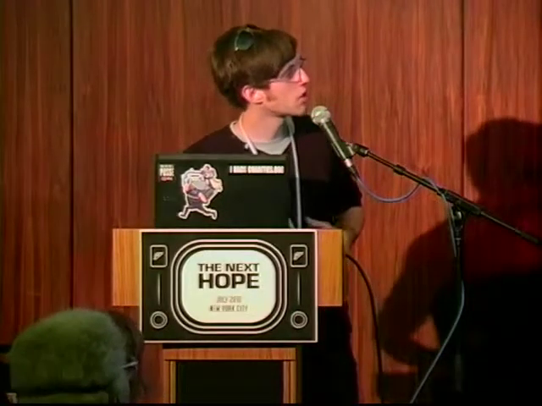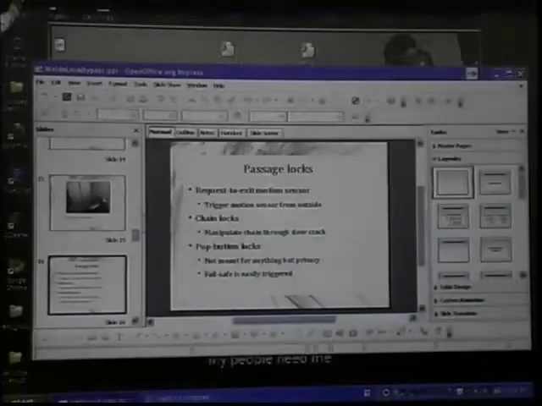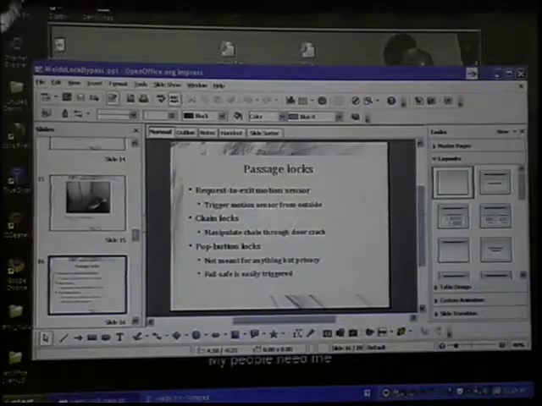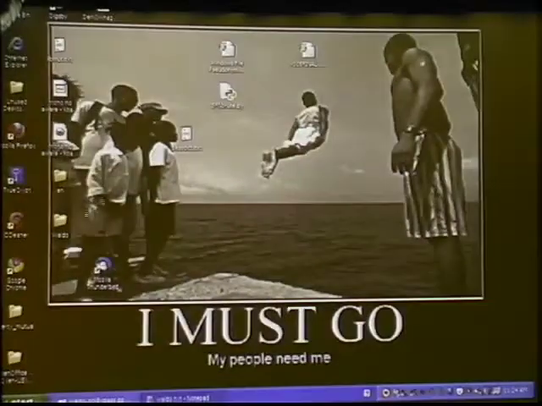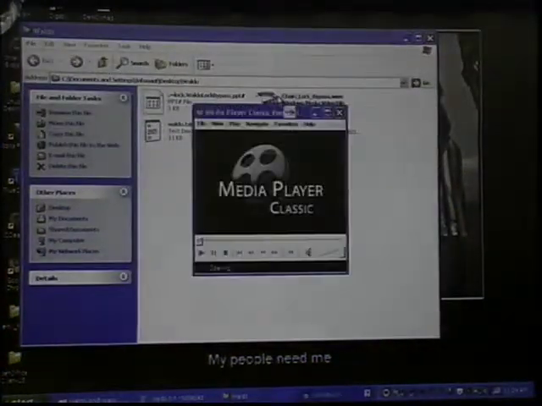But chain locks are an example of a passage lock that can actually be really easily manipulated through a door jam. And actually, I have a video that I recorded about this. Where are you, video? It's really, really dark.